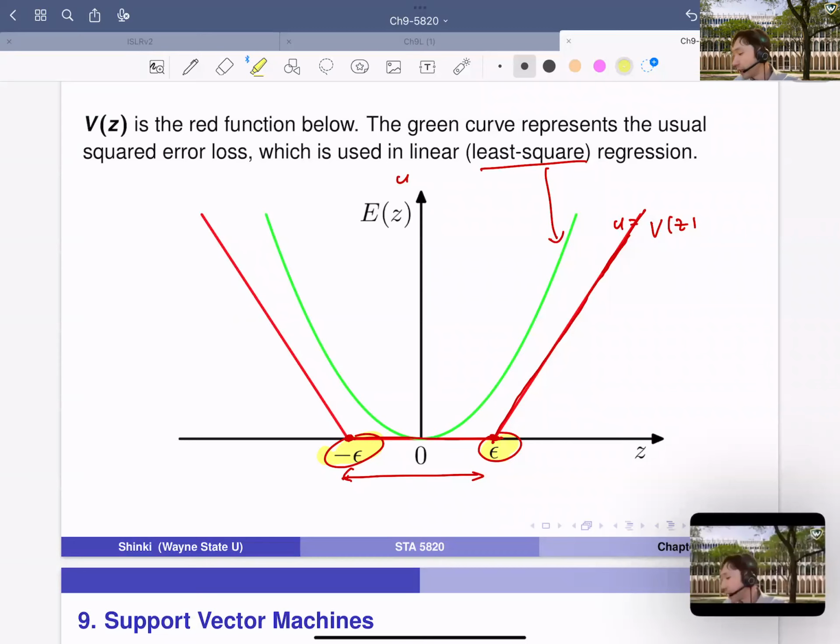Yeah, so epsilon is a hyperparameter which appears in the function to evaluate error. So basically, the error size less than epsilon is ignored in support vector regression. And what makes R distinguish classification and regression?